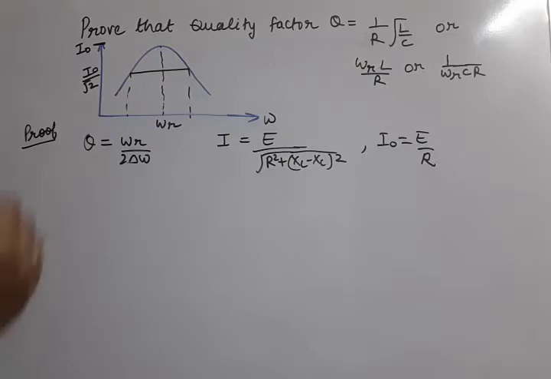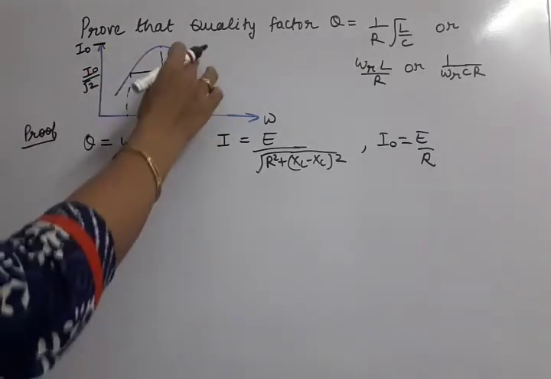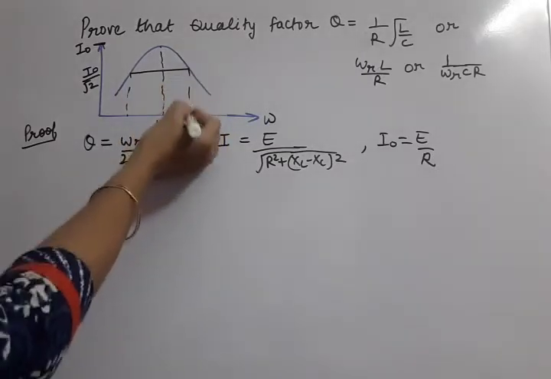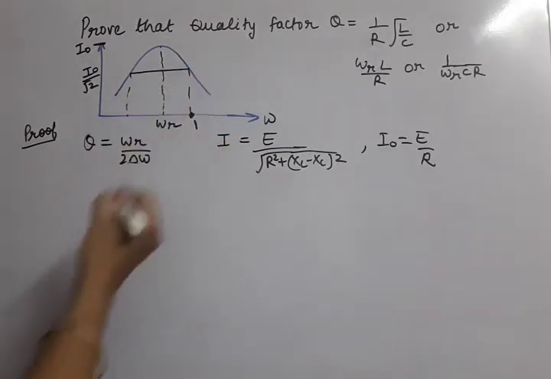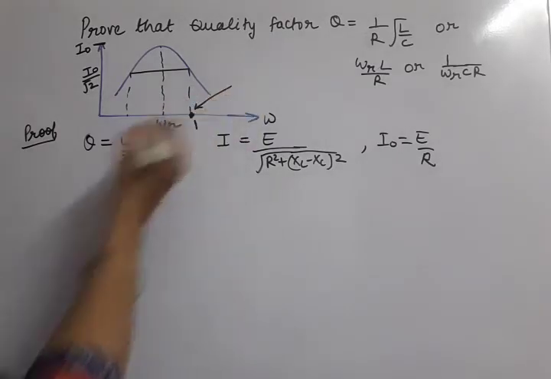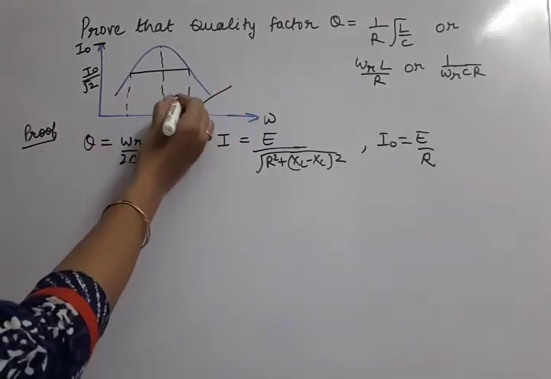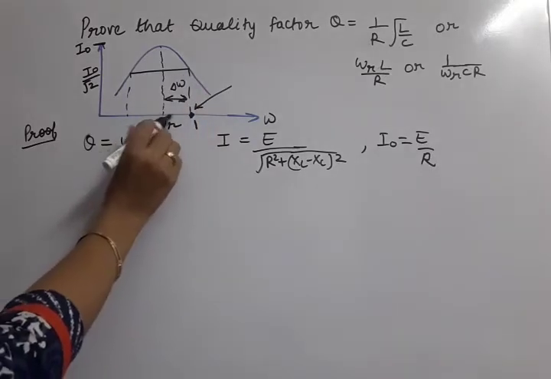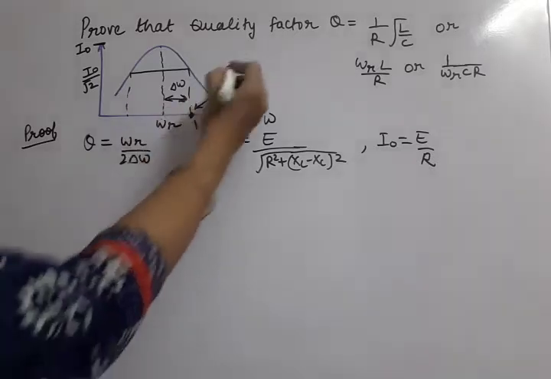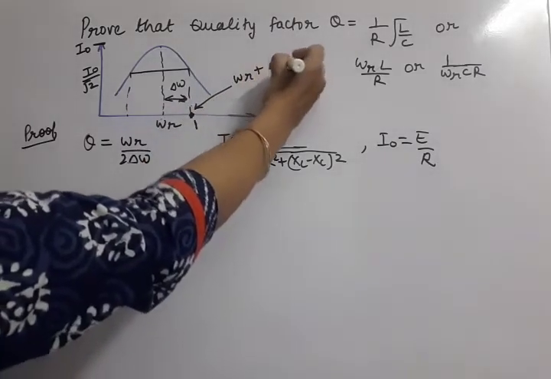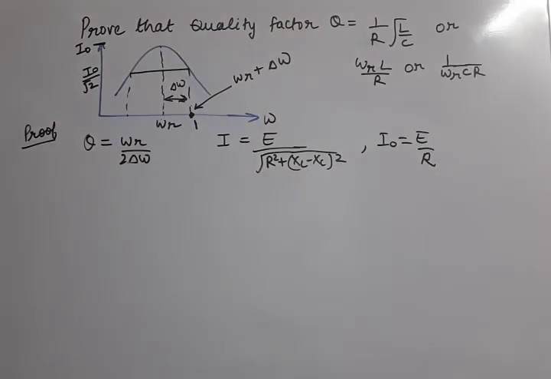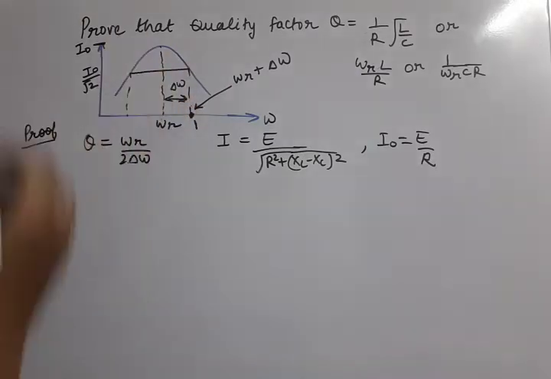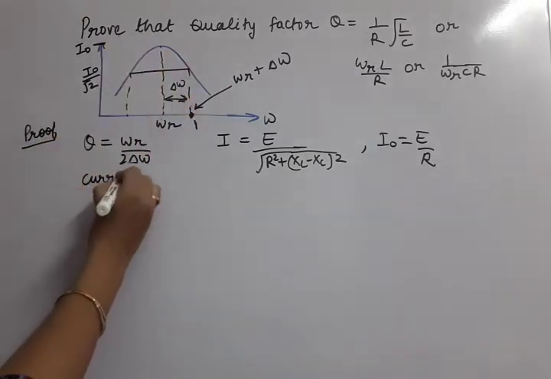Now let us choose any one side of the graph. Suppose I am taking this point, and I am finding the current at this point. Point number 1 we can say. Now what is the frequency at point number 1? Till here the frequency is omega r. So here delta omega is increased, so the frequency is omega r plus delta omega. Now at this point, what is the current? Current is I0 by root 2. So I am now starting with that current.